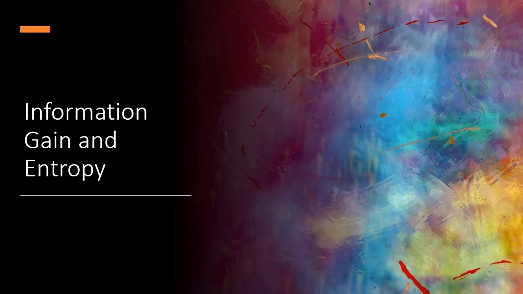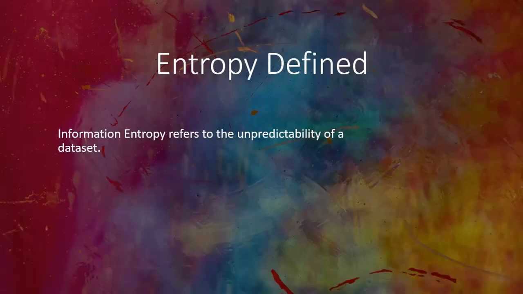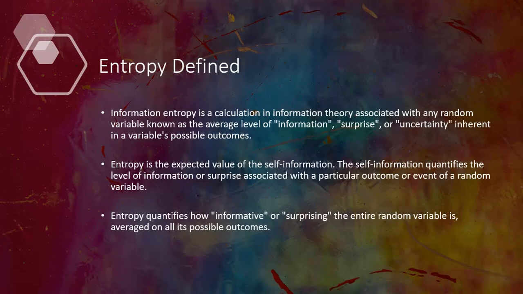This presentation is going to be on information gain and entropy, or entropy in information and data. At the very highest level, entropy is defined as the unpredictability of a data set. Here is a more detailed definition of entropy.